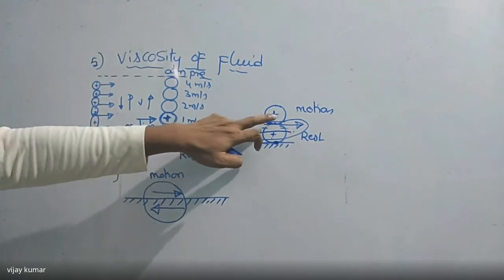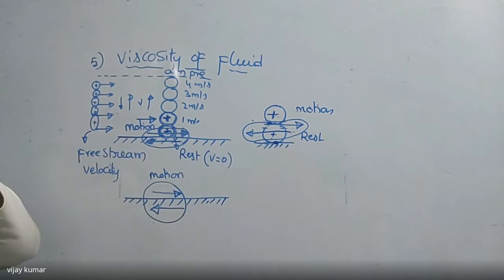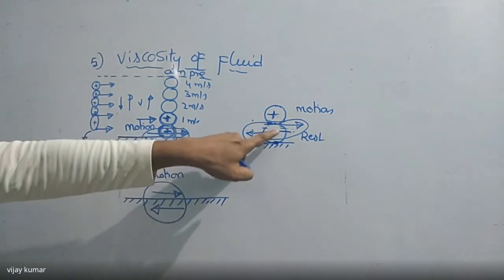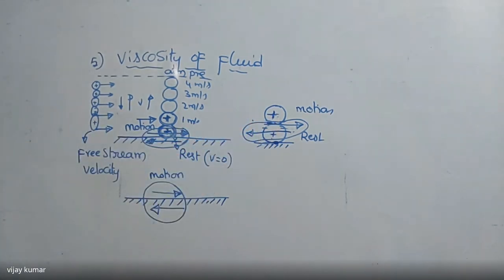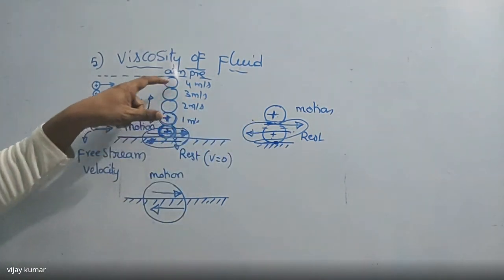Between the particles, which forces exist now? Cohesive forces here. Due to the existence of the cohesive forces, a shear must develop. Now, is this force the same between all particles or different?